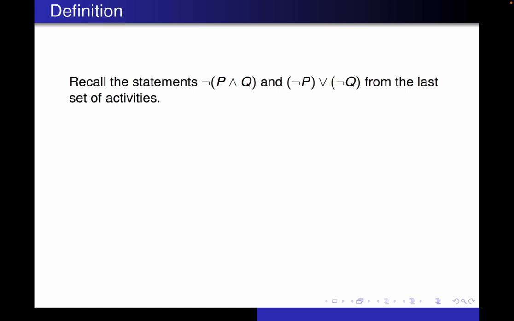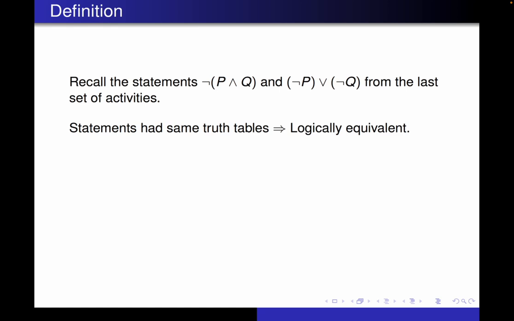You may remember that a lot of the statements where we did the truth tables were grouped together. And we found out that some of them had the same truth table. So an example of that was the statement not (P and Q) and not P or not Q. They had the same truth tables, and that will imply that they are what we will call logically equivalent.